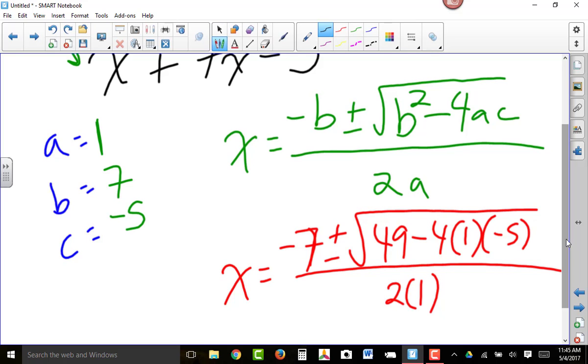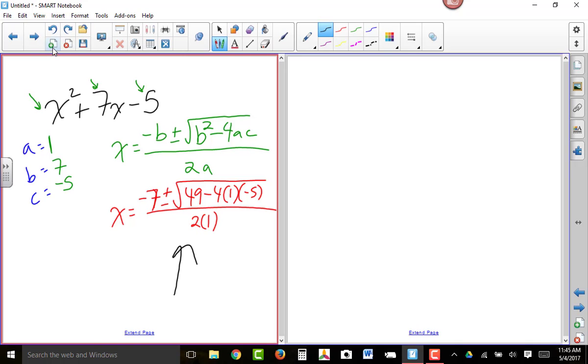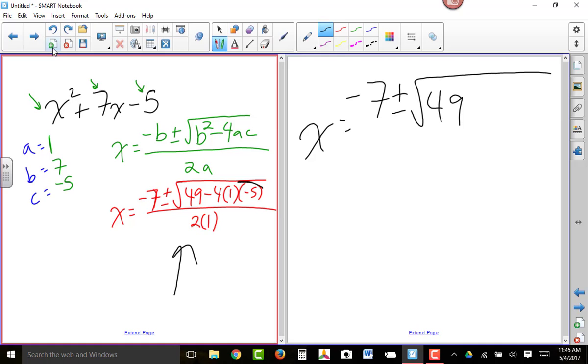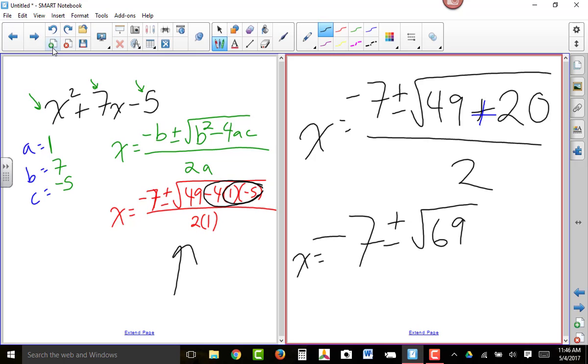Doing okay? All right. So, still running from this equation. We have negative 7 plus or minus the root of 49. Now, what is negative 5 times 1? It's negative 5. And then we have negative 4 times negative 5 is plus 20. That's really key that we would write this plus 20 because we have the negative times a negative, making the positive. 69. Yeah. So x is equal to negative 7 plus or minus the root of 69, all over 2.